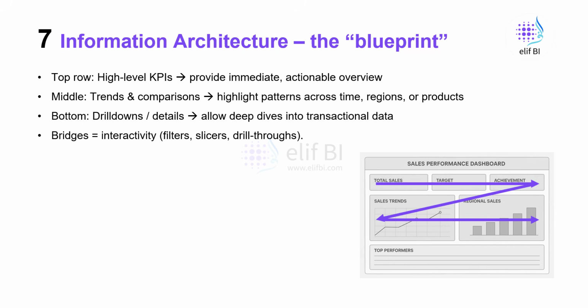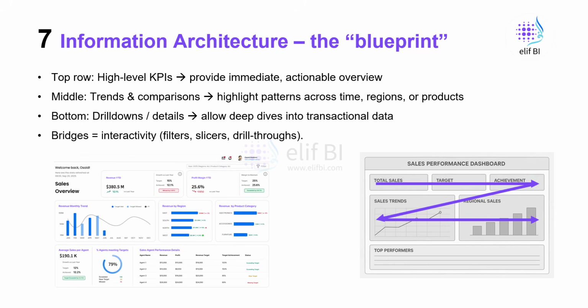As you can see here, we've got the top row, which should have the high-level KPIs, and they provide the immediate and actionable overview. Those would be the summarized numbers. Then we would have the middle row that would tell us about the comparisons or the trends of different regions, products, or things like that. And then at the bottom, we include the details that are of lesser value, and they can be transactional level insights or those kinds of things. The last component is the bridges, which is basically the interactivity of the filters, slicers, and drillers.